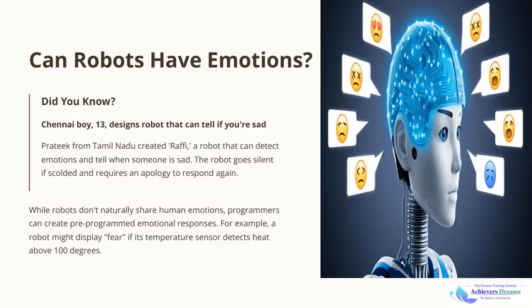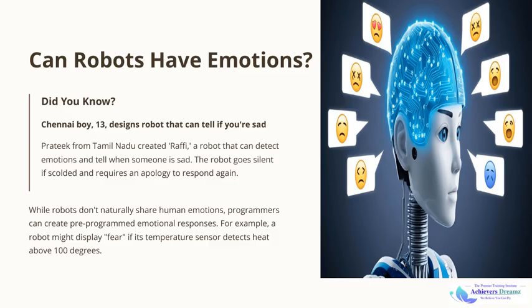This illustrates how robots can be programmed to simulate emotional responses, even if they don't truly feel emotions like humans do. It's important to understand that while robots don't naturally share human emotions, programmers can give them preset emotional responses. For example, a robot might show signs of fear if its sensors detect a temperature above 100 degrees. These programmed responses help robots interact more naturally with us, making them more useful and relatable.